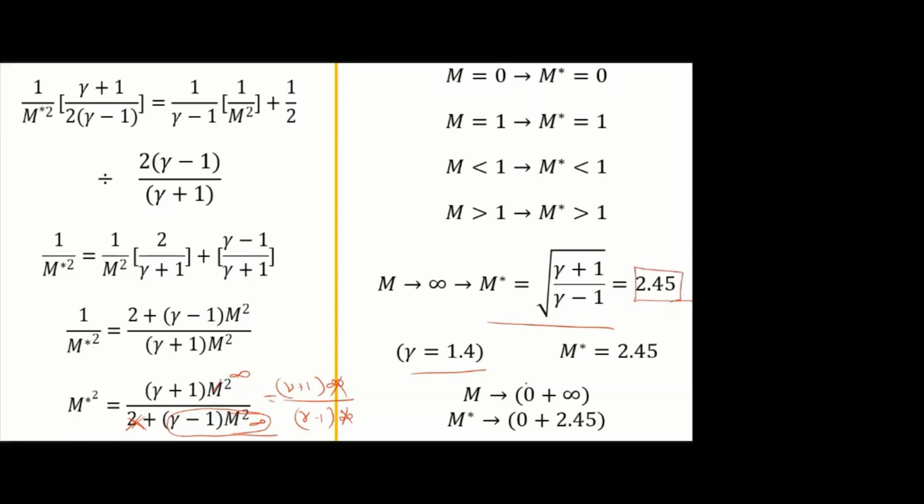So Mach number ranges from 0 to infinity. This m star ranges from 0 to 2.45. So it will be easy to draw the graphs and all. So I have around 10 problems. In that, half of the problems I prefer solving using the formulas. For the remaining problems, we will go for the gas tables. Immediately, if you start with the gas table, you may not be familiar with the formulas.